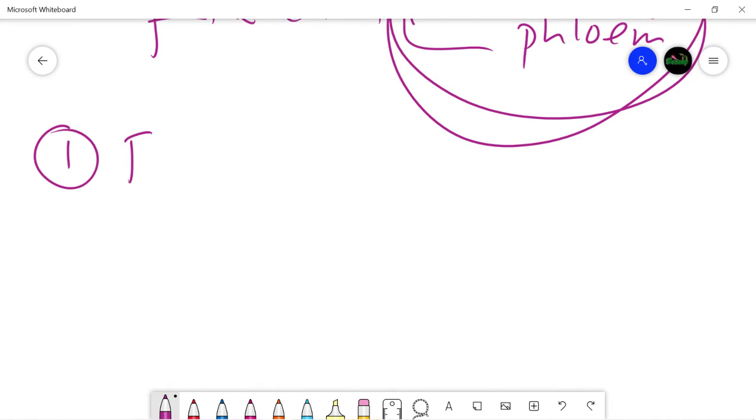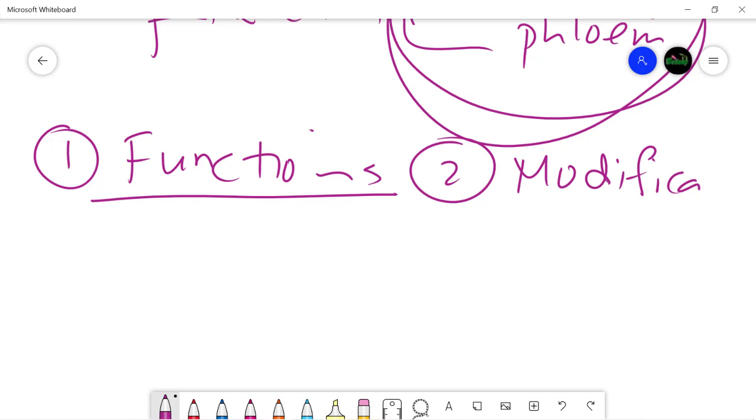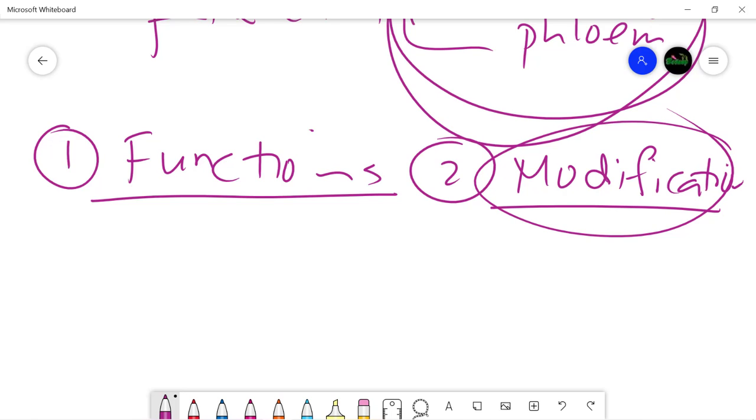One of them is the functions of the roots. Normally a question is given that describe functions of the root. And secondly, modification. As we go along, this is what we are going to study in all the chapters, especially leaf and stem, their functions, and then the modification of the stem and the modification of the leaf.